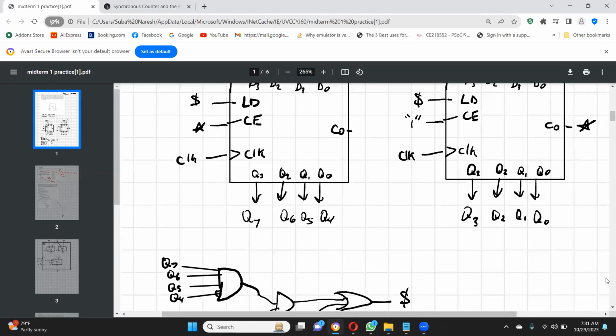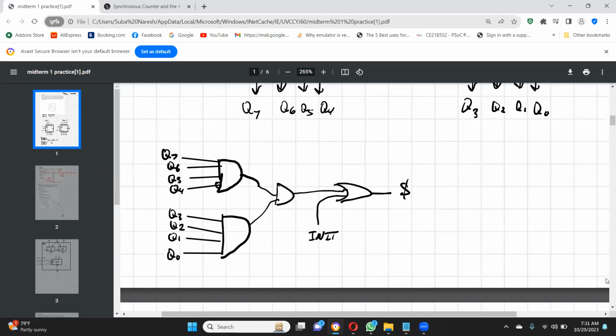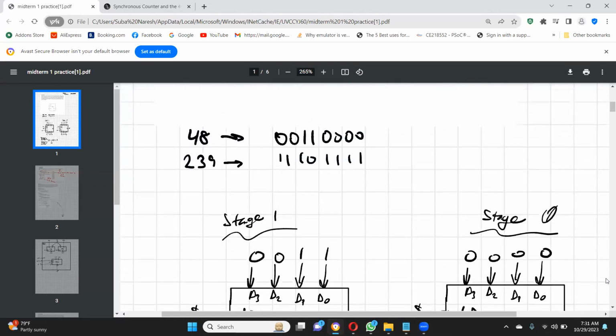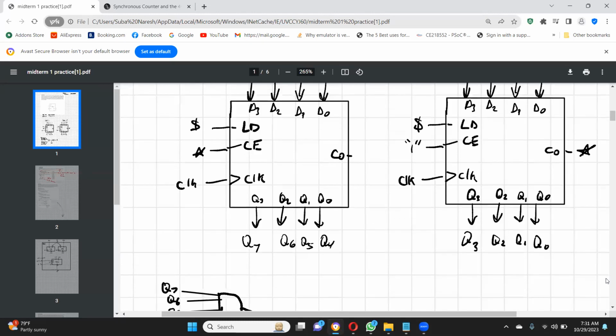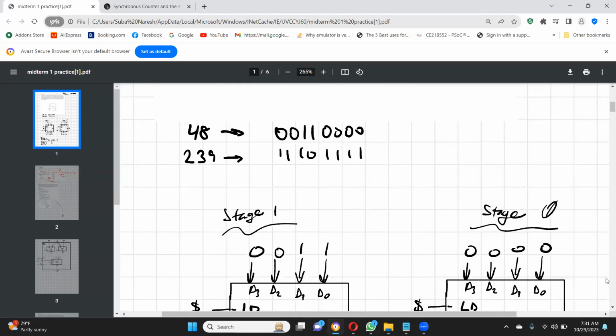See, Q0 to Q7, right? There is only one bubble, in Q4. Why is that? It is because you are taking the binary pattern for 239. 239 is what? 1110 1111, right?